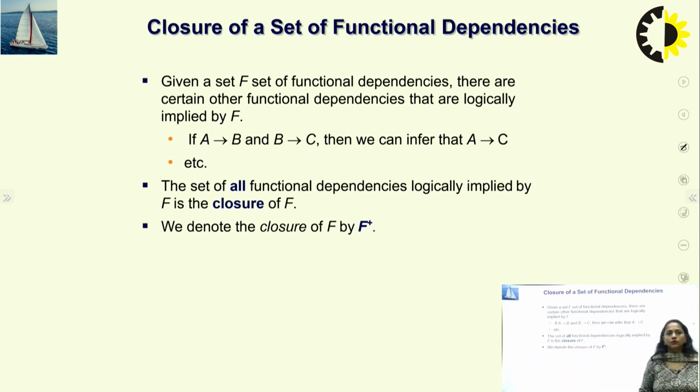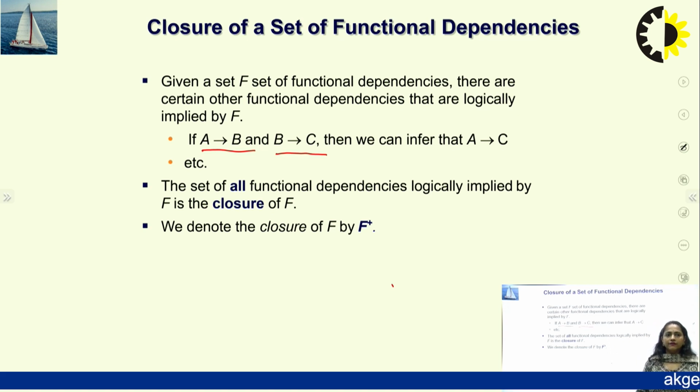So to understand the normalization, we should know how to find out the closure of a set, closure of a functional dependency. So we will be given some functional dependencies and that is logically implied by the F. Here A tends to B is one functional dependency, B tends to C is another functional dependency, and we can infer A implies C. So the set of all functional dependencies logically implied is the closure of F.